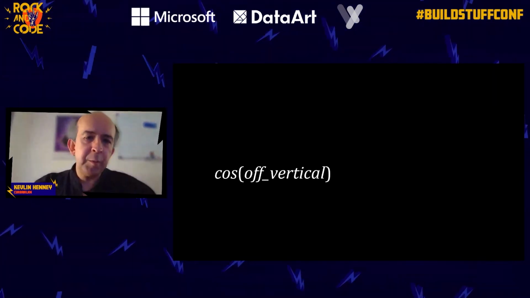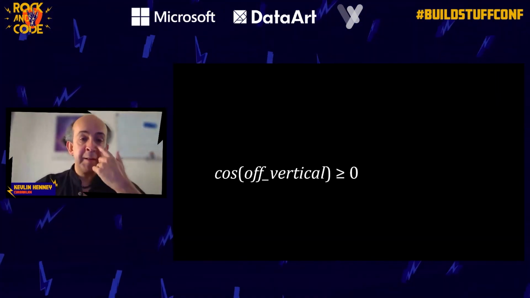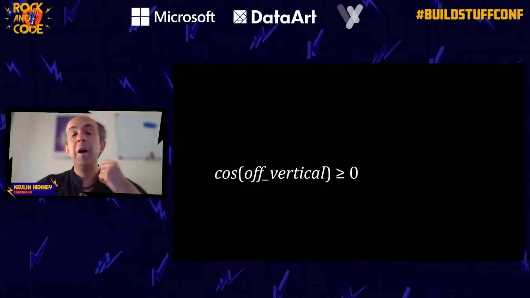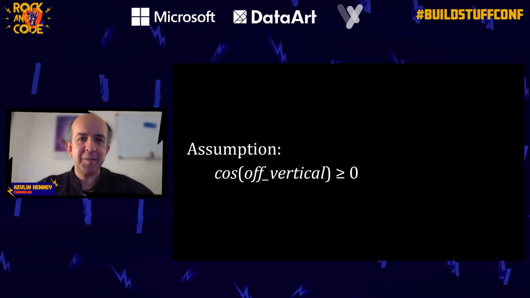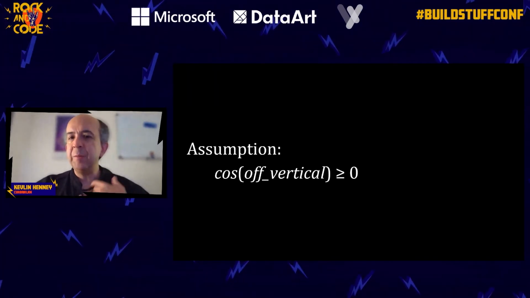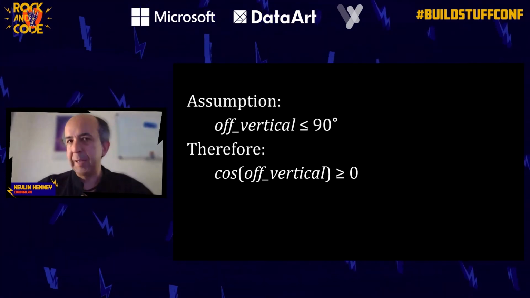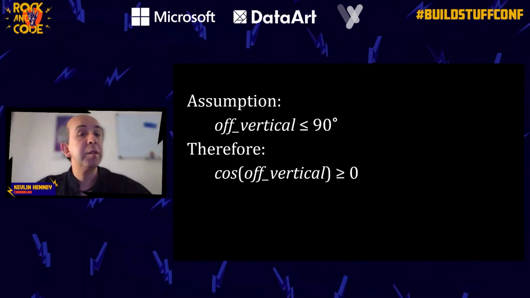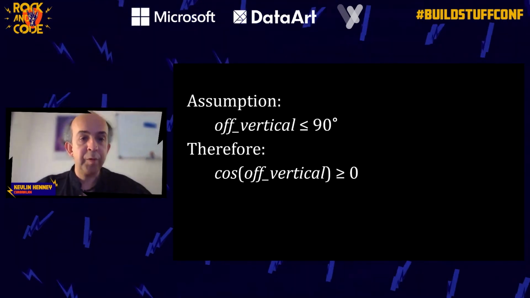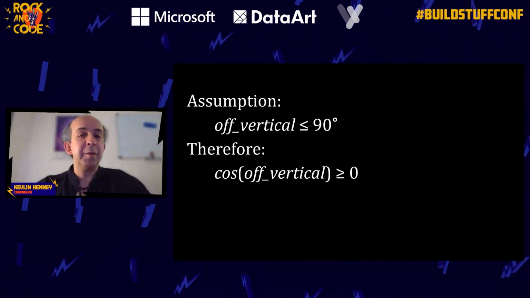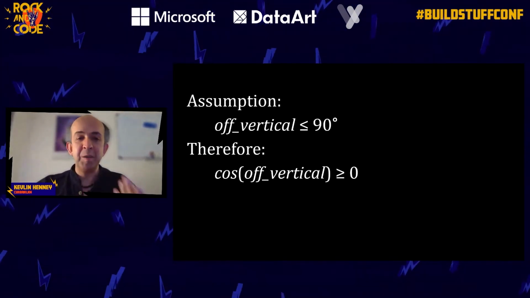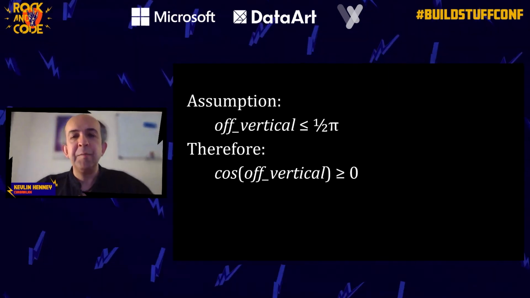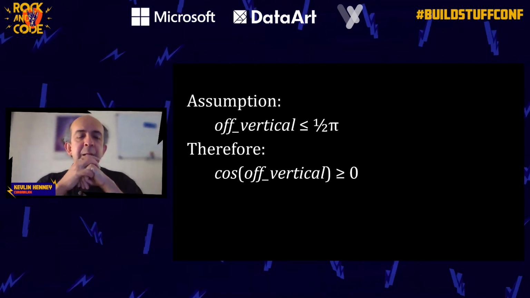So what are we saying? Cosine of off vertical is greater than or equal to 0 is what we are assuming. We have assumed this is the case. Actually, specifically, we've assumed that the off vertical angle is less than or equal to 90 degrees. Therefore, the cosine is greater than or equal to 0. And if you're feeling a little more mathematical, if you come from a mathematical discipline, you'd probably rather write that as half pi.